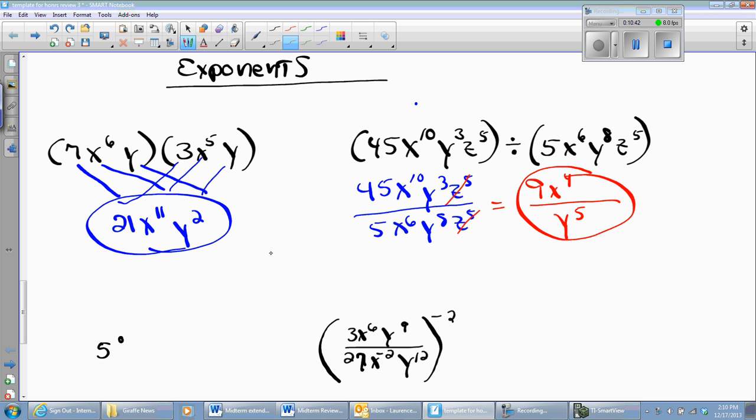Remember, x to the 10th over x to the 6th means this. And x to the 6th, I'm going to cancel, cancel, cancel, cancel, cancel, cancel. And look, there's 4 x's being multiplied, or an x to the 4th right there. Right? Okay, the same with the y's. I'm not going to write them all out, but I'll have 3 y's in the numerator, 8 y's in the denominator. I'll have 5 y's in the denominator.